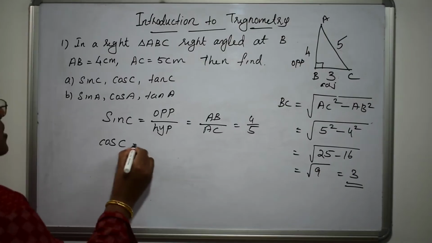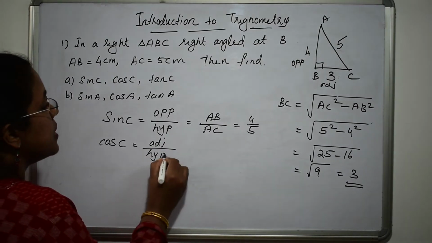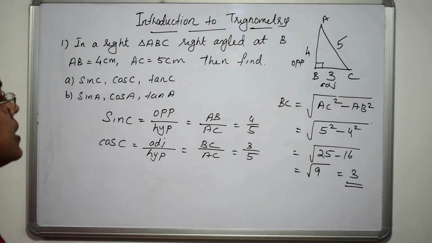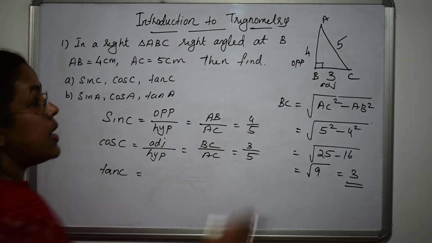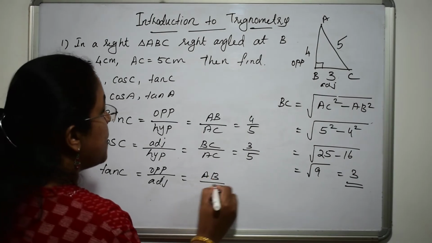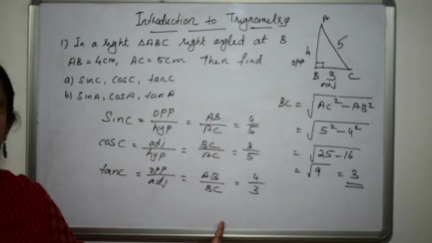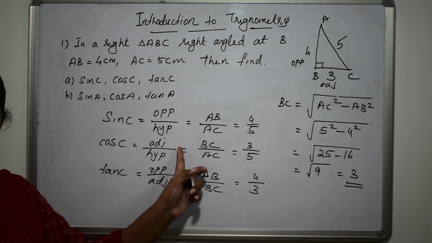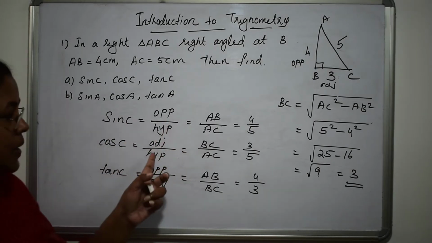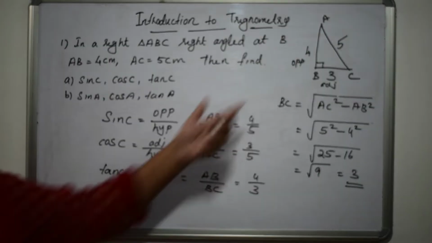Next, cos C. What is the meaning of cos? Adjacent side by hypotenuse, that is equal to BC by AC, that is equal to 3 by 5. Last one, tan C. Tan is opposite by adjacent. Opposite side by adjacent side, that is equal to AB upon BC, which is equal to 4 upon 3. These are the first set of three trigonometric ratios. We have to remember which ratio is called sine: ratio of opposite side by hypotenuse. Cosine means ratio of adjacent side by hypotenuse. Tan means ratio of opposite side by adjacent side. Hope this is clear to all of you.